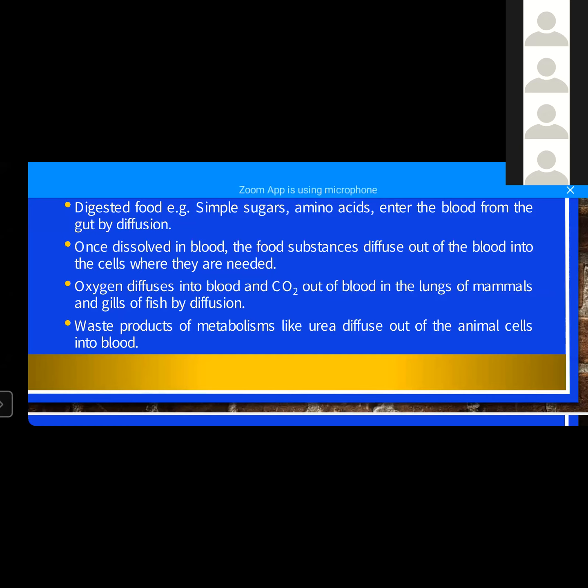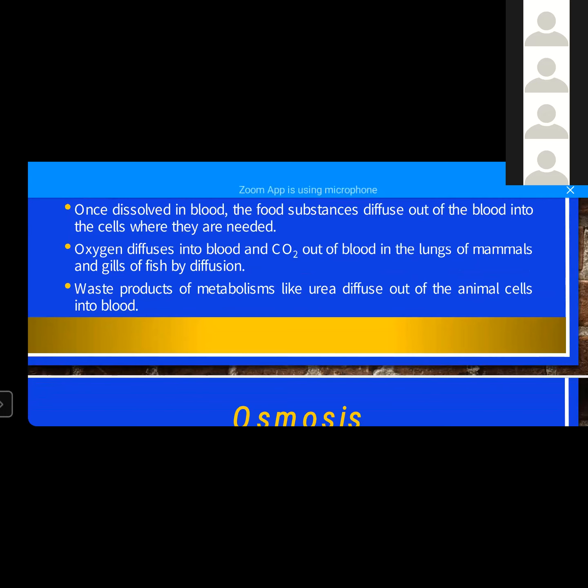And of course, these cells, as they carry out these body processes, respiration, growth, excretion, those metabolic processes, they also produce carbon dioxide. And this carbon dioxide should be removed as fast as possible. And so all these gases are removed from the body by diffusion. Oxygen enters by diffusion, carbon dioxide is removed from the body within the lungs by diffusion.